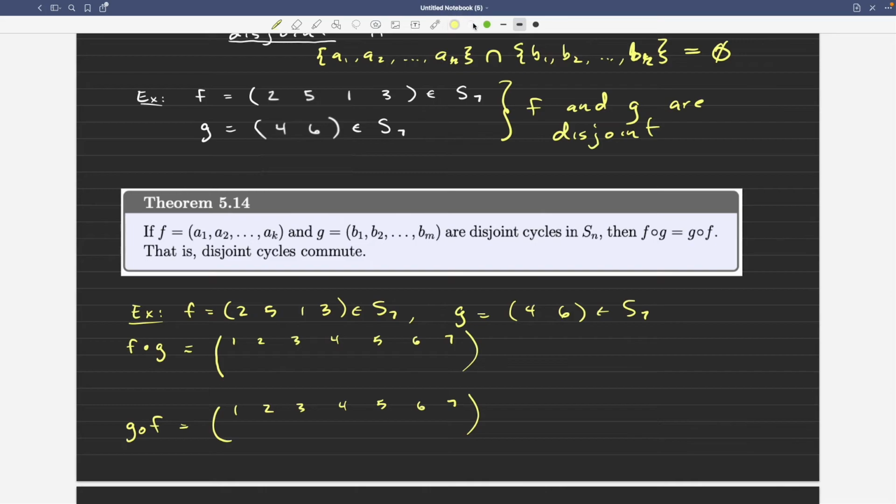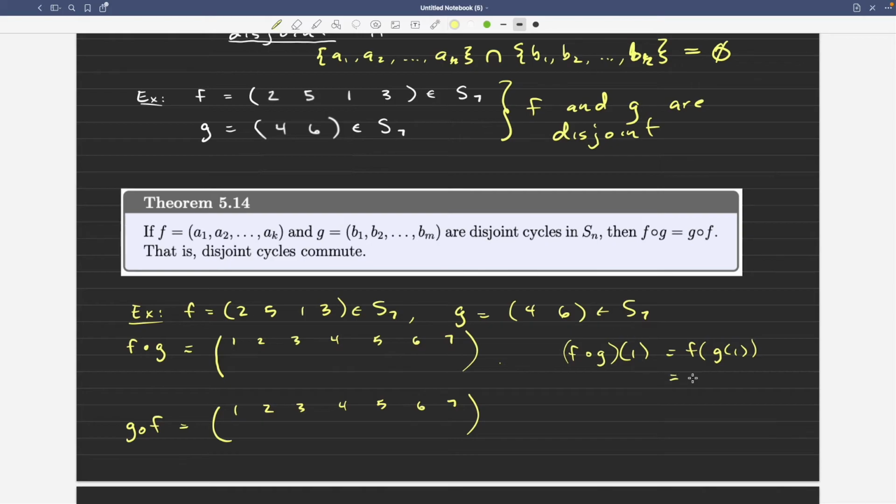Okay, so let's see what we get. Now you've got to think about this element by element. If I'm doing F composed with G over here on the side, and I put in 1, how would I track where that goes? That means to do F of G of 1, right? Now what is G of 1? I look at G here. 1 is not present in that cycle, so G of 1 is equal to 1.